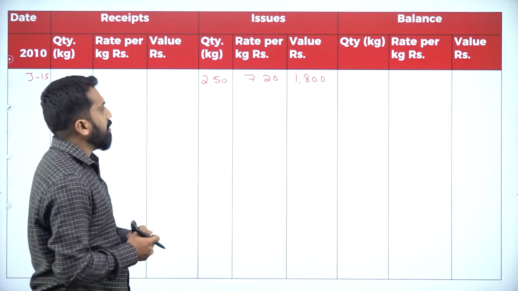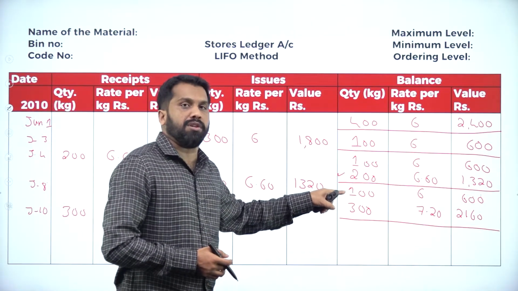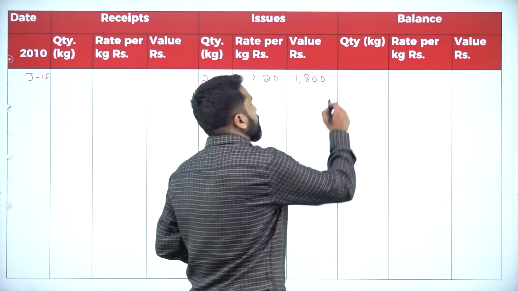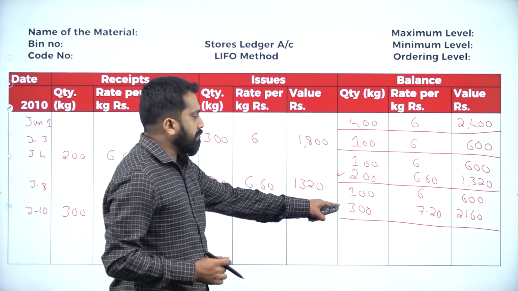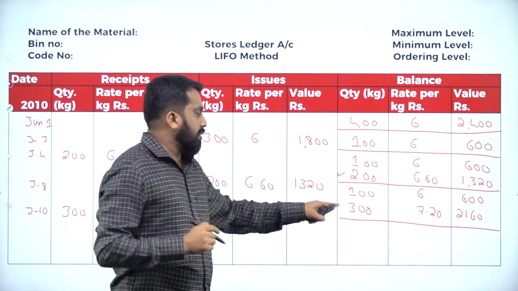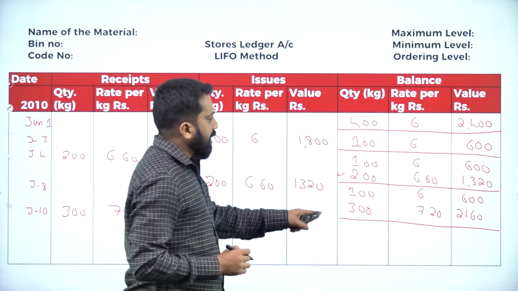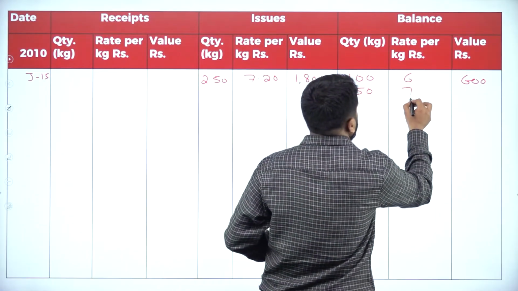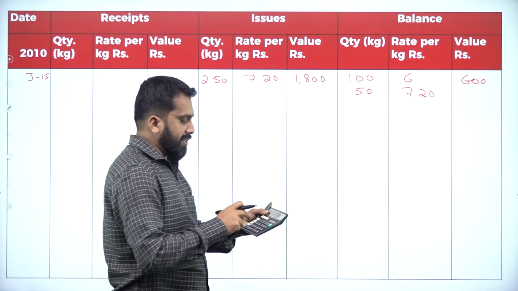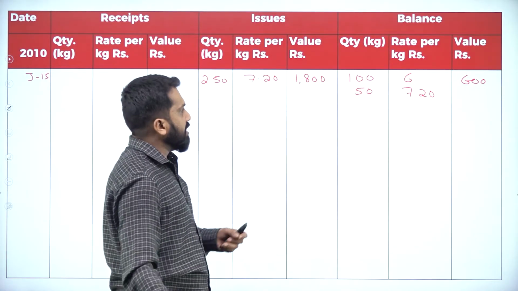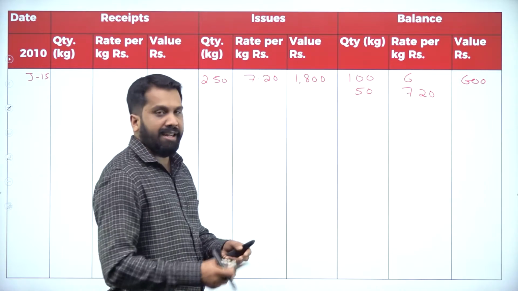We'll go to the balance column. Now, the balance column is very simple. The old 100 we have not used. Copy, paste. 100 into 6, 600. Now, in this, the new balance, out of 300, how much have you used? 250. What is the balance? Only 50. The value we have is 7.20. So how much will you get? 50 multiplied by 7.20, you will get 360.